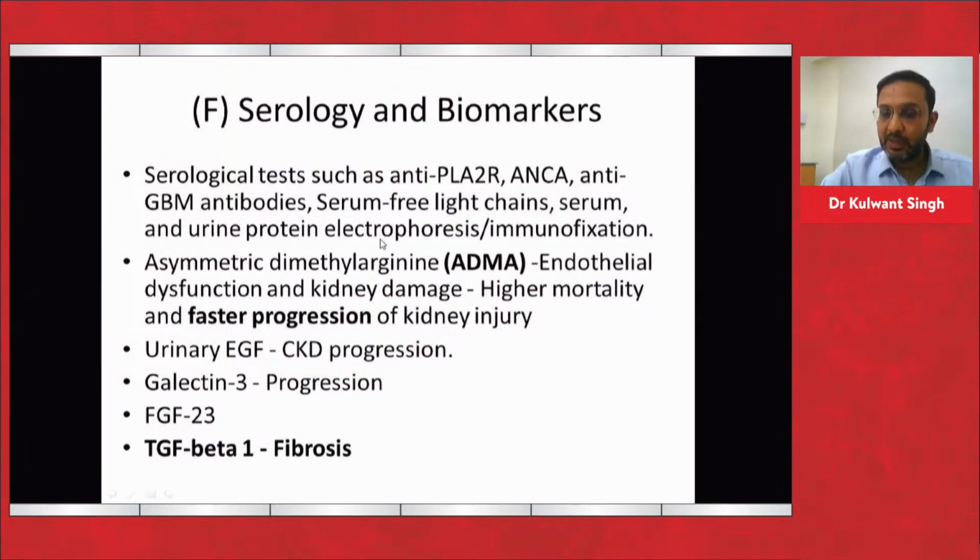There are biomarkers which we can assess in the urine, which can tell us about the progression of disease, like ADMA, asymmetric dimethyl arginine, or urinary epidermal growth factor. TGF beta 1 and FGF23 can help us understand the fibrosis of the disease.